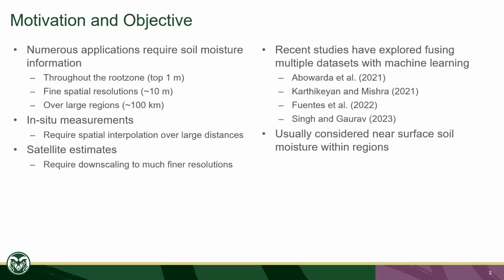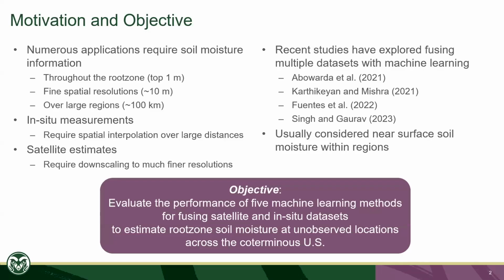So in recent years, a variety of authors have been looking at using machine learning algorithms as a tool to fuse data from multiple sources, fusing in situ data, remote sensing soil moisture data, and data from ancillary variables as well. So that was the focus of this project. We set out to evaluate the accuracy or performance of 5 different machine learning algorithms for fusing satellite and in situ soil moisture data, as well as data from ancillary variables. And we're specifically focusing on soil moisture throughout the root zone.